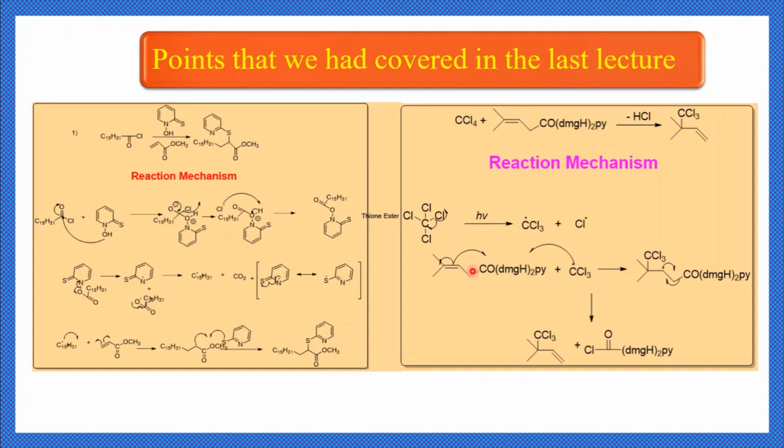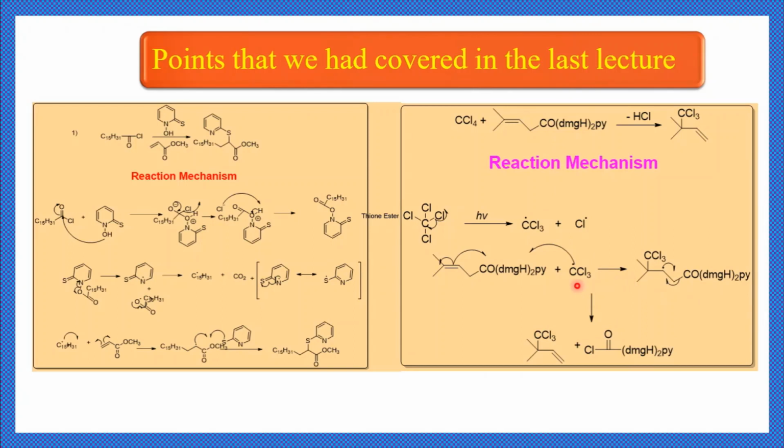In the next step, this CCl3 radical reacts with the carbon-carbon double bond, and it forms a bond, generating a CH2 radical. Then the breaking of this CO bond takes place. Here you have the carbonyl carbon, so bond breaking takes place and it generates a CH2 radical. This radical reacts to form a carbon-carbon double bond. Then this CO radical reacts with this Cl, and it generates this acid halide and Co(DMGH)pyridine. So this is what we had learned in the last lecture.